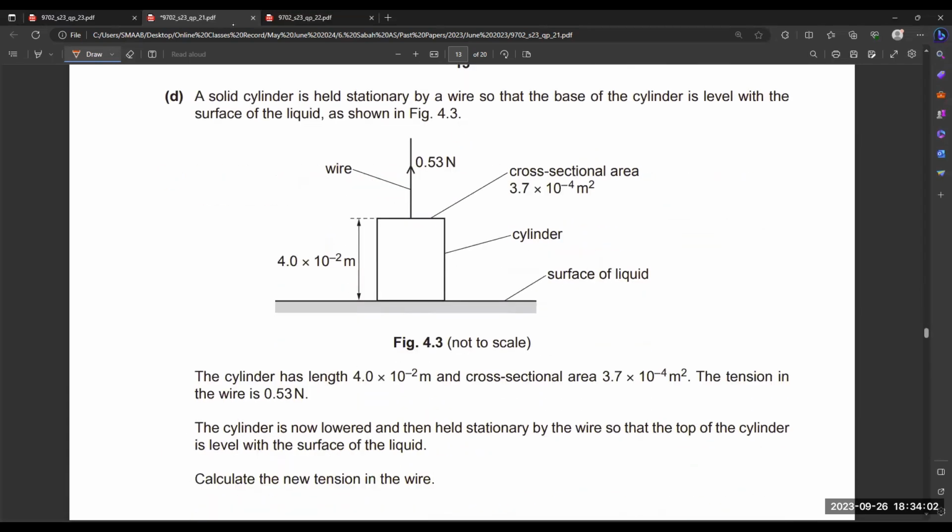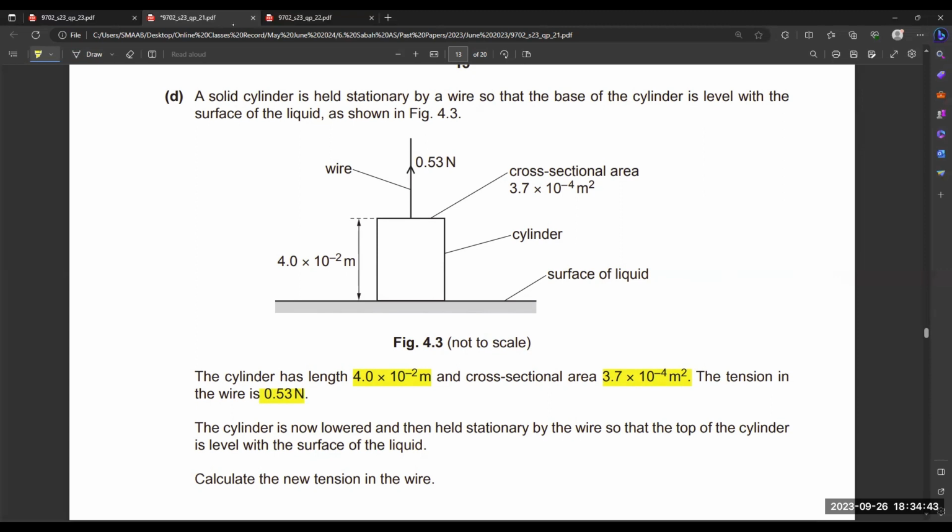And then the D part is: a solid cylinder is held stationary by a wire so that the base of the cylinder is level with the surface of the liquid. All things are given in the diagram. Length of the cylinder is given, cross-sectional area given, tension is given. The cylinder is now lowered and then held stationary by the wire so that the top of the cylinder is level with the surface of the liquid. So basically the top part of the cylinder is in level with the liquid level, right? And now you need to calculate the new tension. Okay. Got the question, what they are asking?